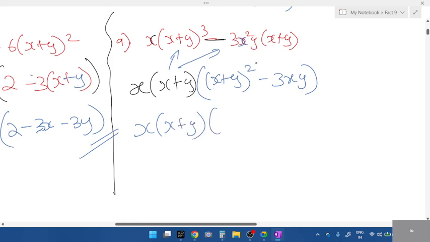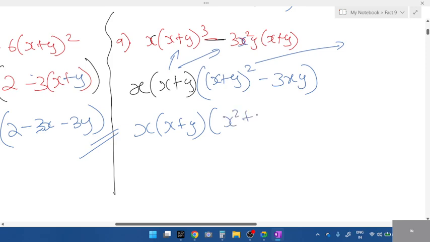Open this. Which formula can I use here, students? How does this look like? A plus b the whole square. Use a plus b the whole square. That's the reason you have to do it in a systematic order. We did factorization on expansion. If you know expansion, you can do factorization.